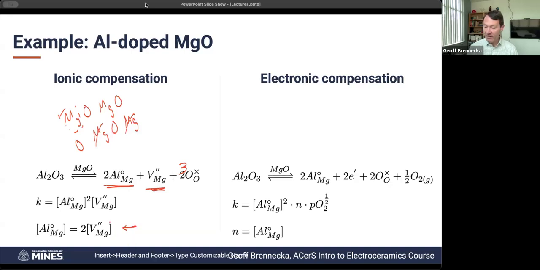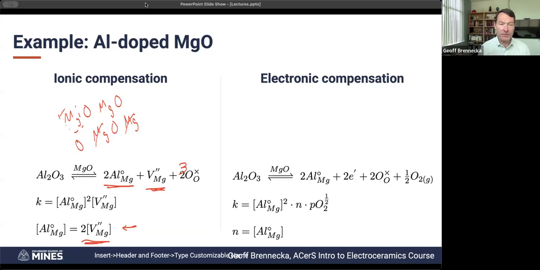So all this is saying is that because each magnesium vacancy counts as a 2 minus, then we need twice as many aluminum on magnesium site defects as we need magnesium vacancy defects to balance out. So this just means that there's half as many magnesium vacancies as there are aluminum on magnesium sites, because we're comparing the concentrations in this last equation.